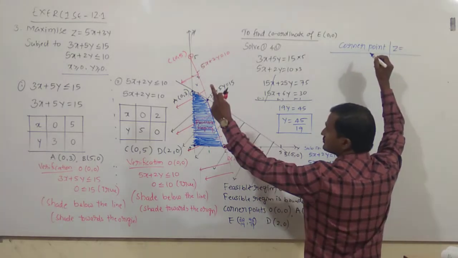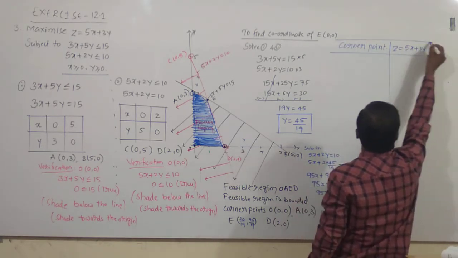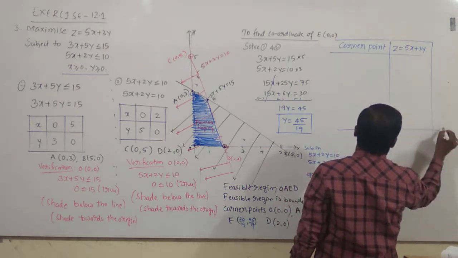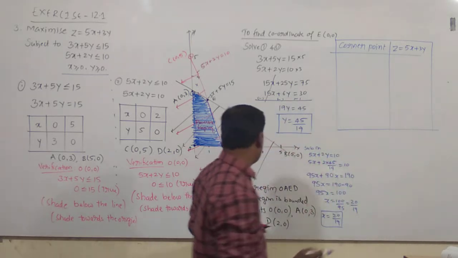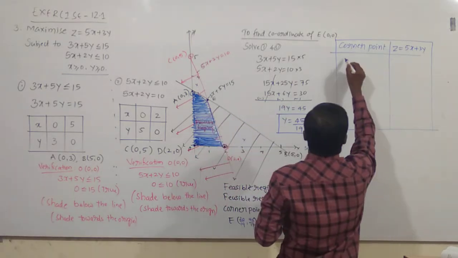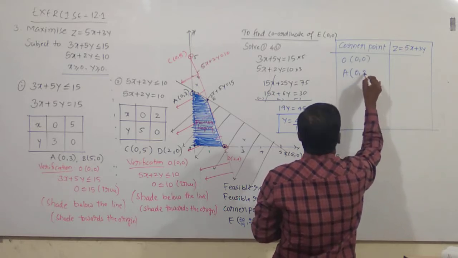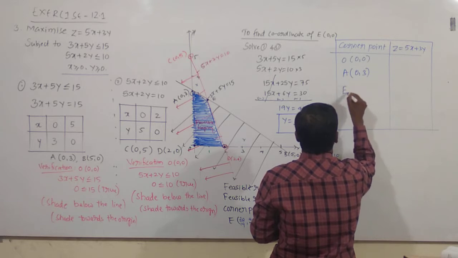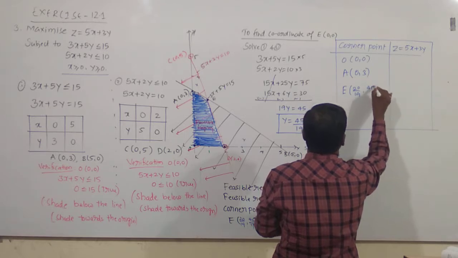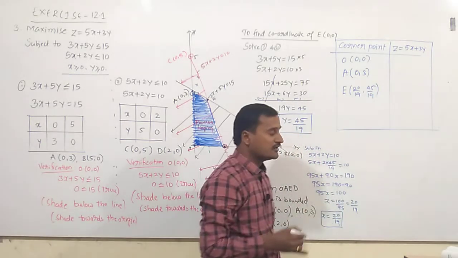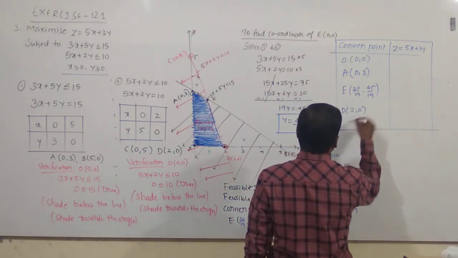This is the objective function, that is 5x plus 3y. Now we have to evaluate it at the coordinates of these corner points. What are those corner points? O is 0 comma 0, A is 0 comma 3, and E is 20 comma 19 and 45 comma 90. Okay, and one more is D, that is D of 2 comma 0.